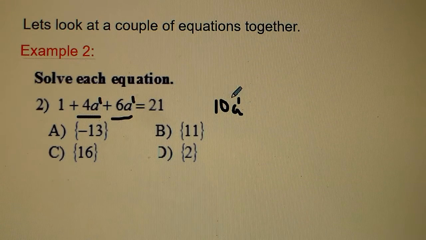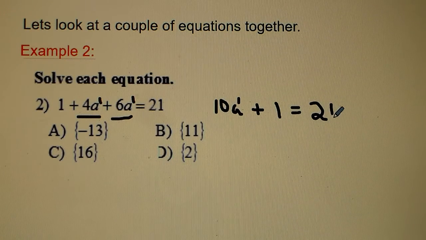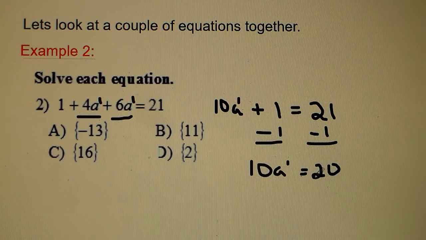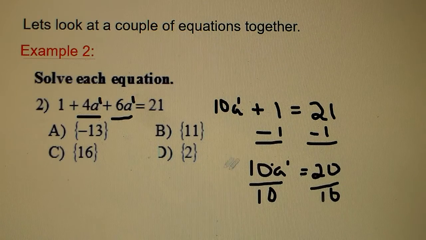And then this plus 1, technically they're not like terms, that 1 and the 10a. So that's why we can't combine them. The 1 doesn't have an a to the first. The 10a does. So we have to keep them separate, because they're technically not alike. So equals 21. We then do our two-step equations like we practiced before. Subtract 1 from both sides, and we get 10a to the first equals 20. And then to separate the a to the first and the 10, you divide by 10 on both sides. And you're going to get a to the first is equal to 2.